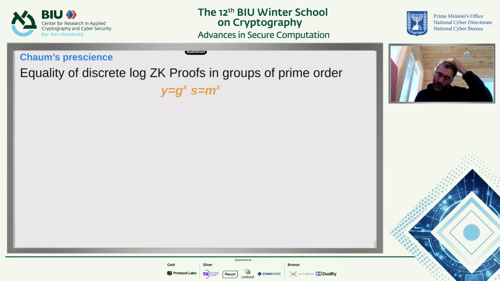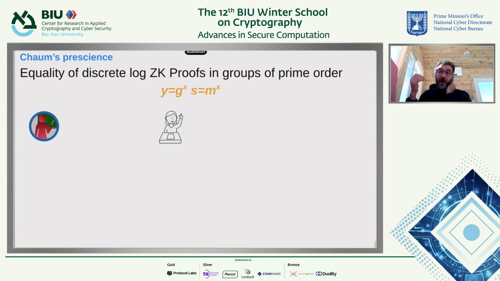Okay, so what are these proof of knowledge, zero knowledge proofs for groups of prime order? We need them in groups of unknown composite order, but let me show you first how they work in groups of prime order, and this is very old work by David Chaum.